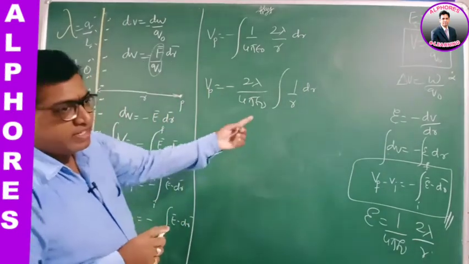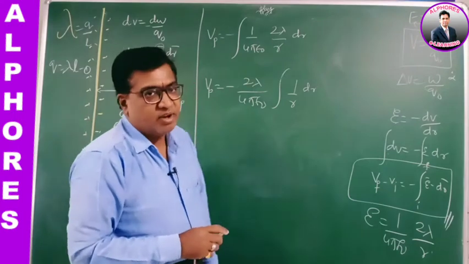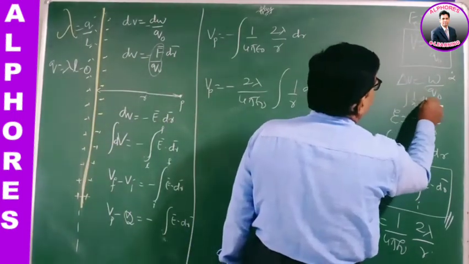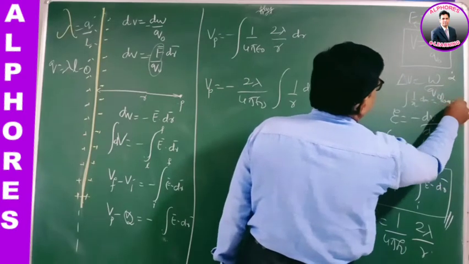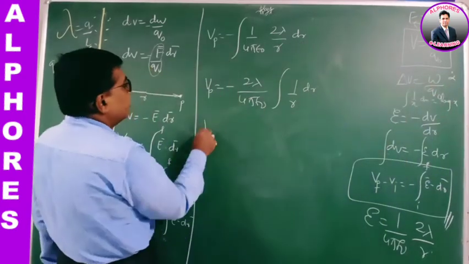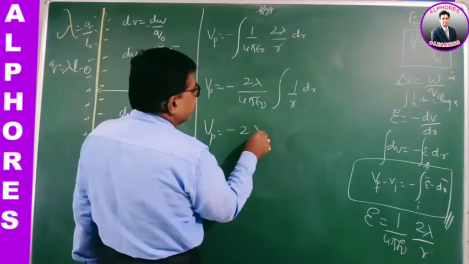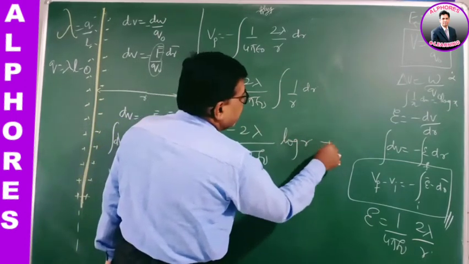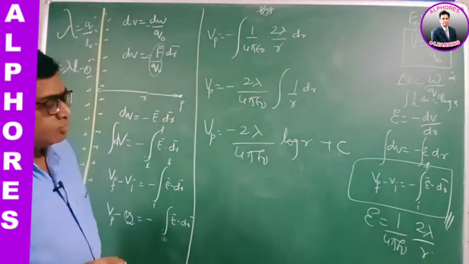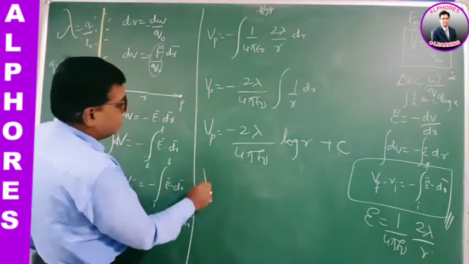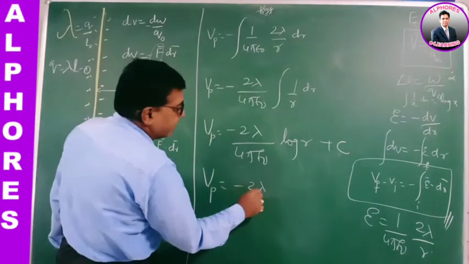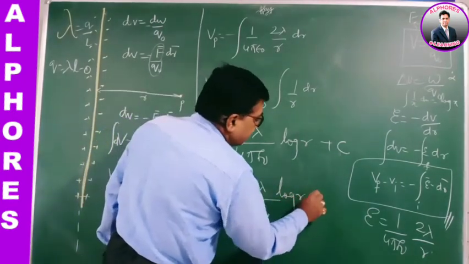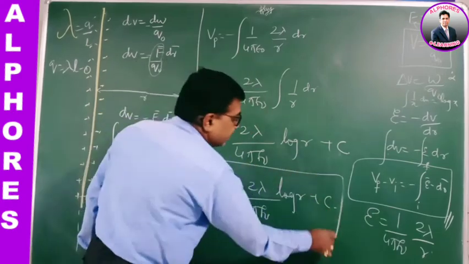We know the integral of 1 by x dx is log x. So the potential at the point is minus 2 lambda by 4 pi epsilon naught log r plus c, some constant. Therefore the potential due to a linear charge I can write as minus 2 lambda by 4 pi epsilon naught log r plus the constant.